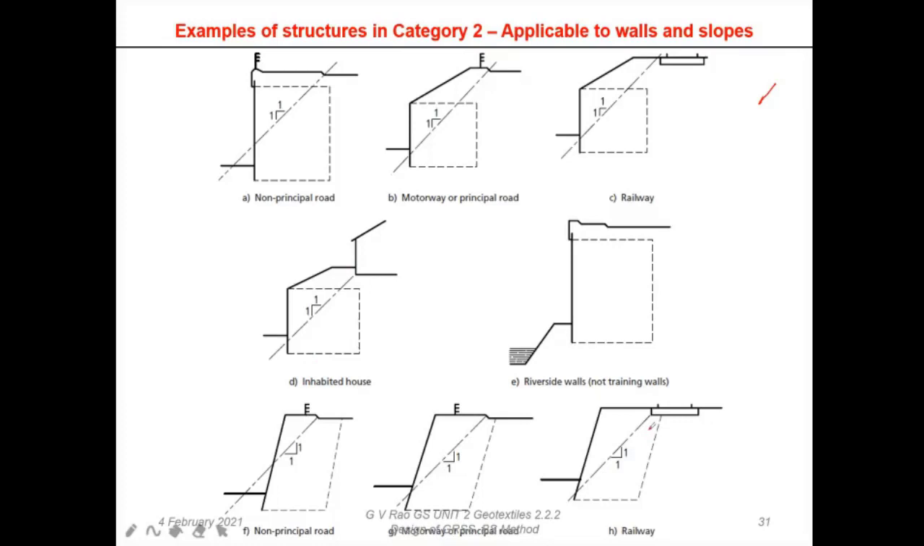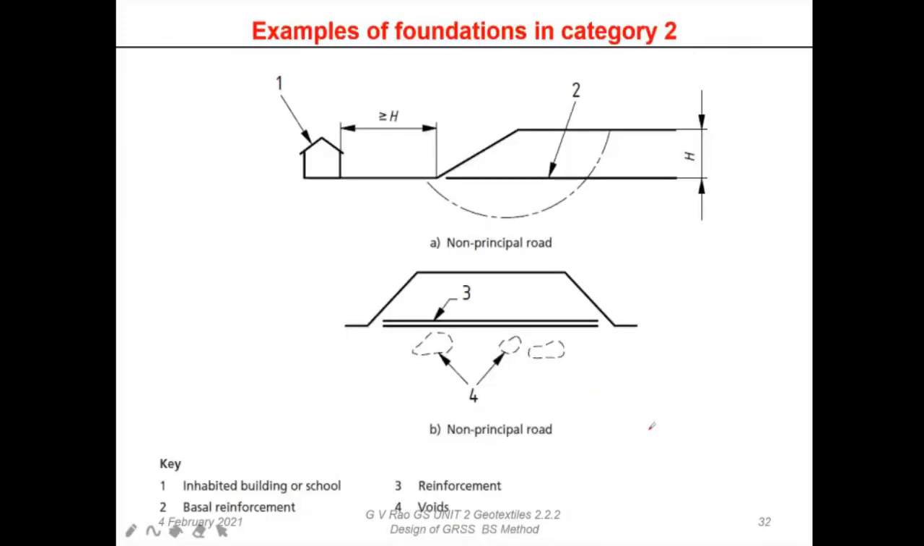So that visually we understand where category 2 is going to come now. And also foundations: when the distance between a house and the bund or embankment is definitely much more than H, H is the height of this embankment, then also we're not worried actually.